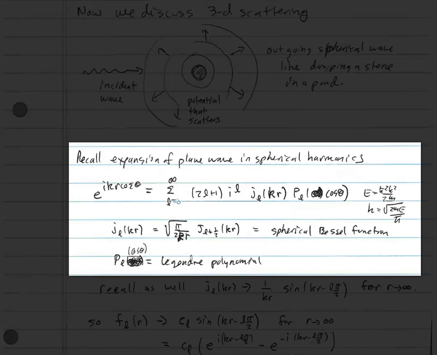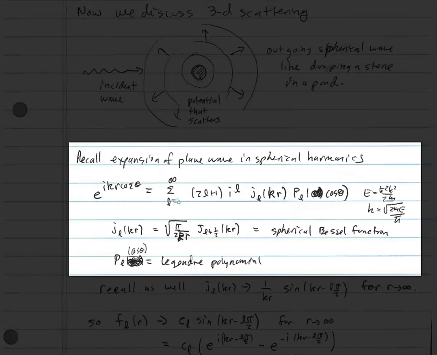e to the i k r cosine theta is the sum L equals 0 to infinity of (2L plus 1) i to the L j_L of kr P_L of cosine theta. j_L is the spherical Bessel function. P_L of cosine theta, that's our associated Legendre function. And E is equal to h bar squared k squared over 2m, which means k is the square root of 2mE over h bar. We've already seen that earlier in the lecture.